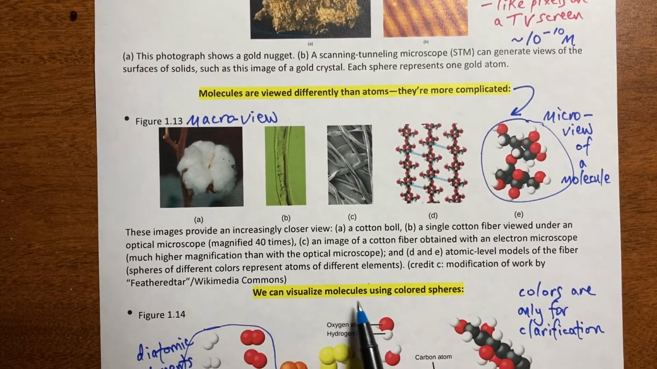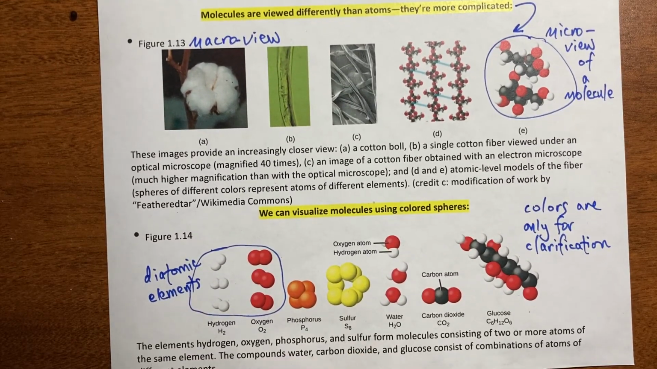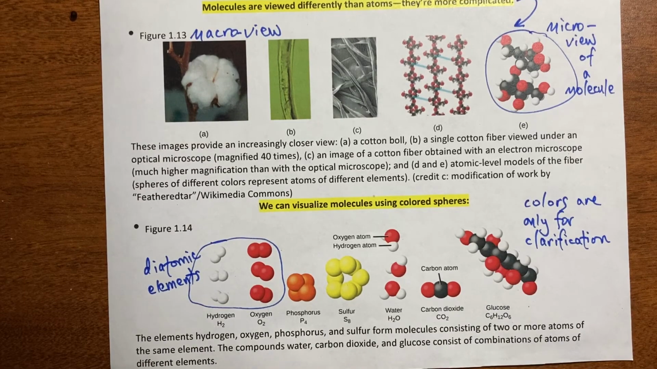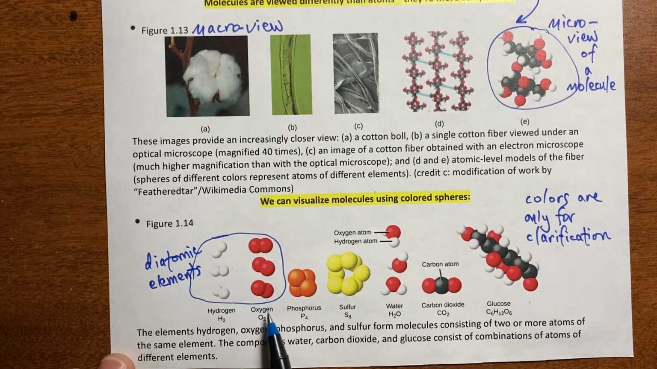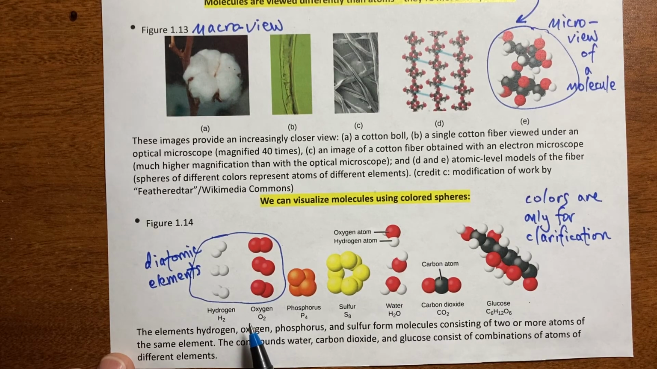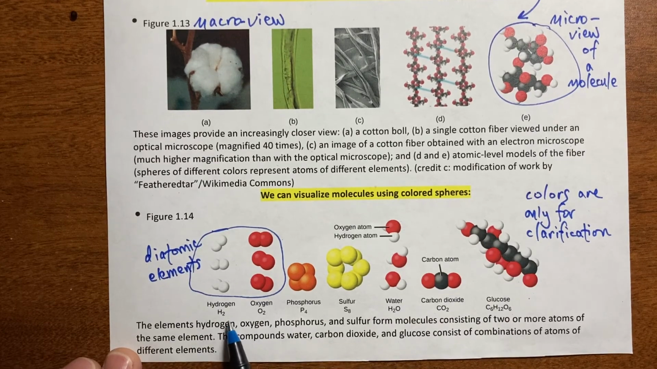So we often visualize molecules using these colored spheres. Now again, these colors are just made up for our benefit to distinguish different types of atoms. Atoms really, as far as I know, don't have a color. Hydrogen, for instance, is usually drawn as white, oxygen red, phosphorus is orange, sulfur is yellow. These are elements. Elements don't exist as just one single atom. Hydrogen actually exists as two atoms bonded together. That's why we call it H2.